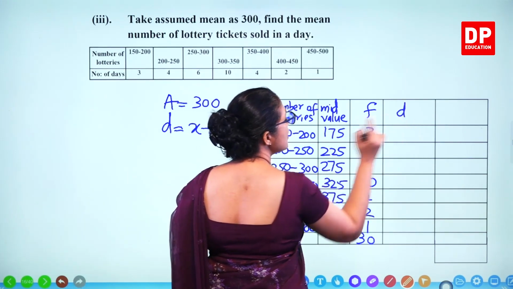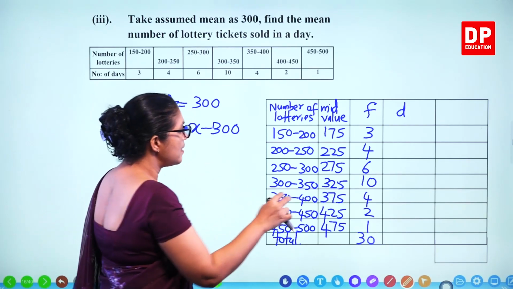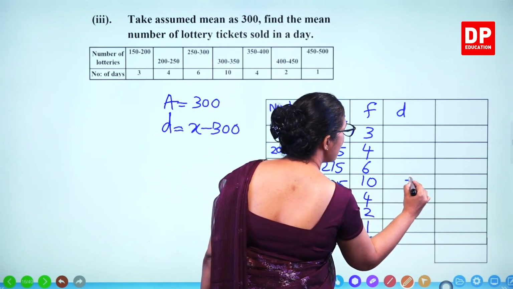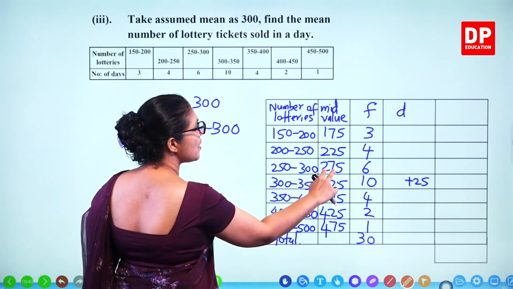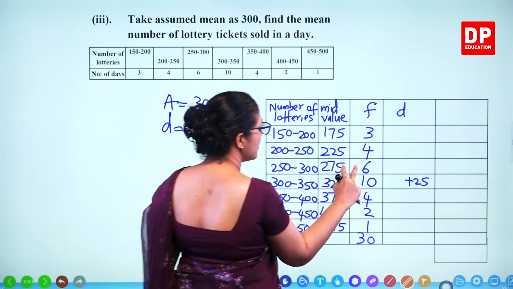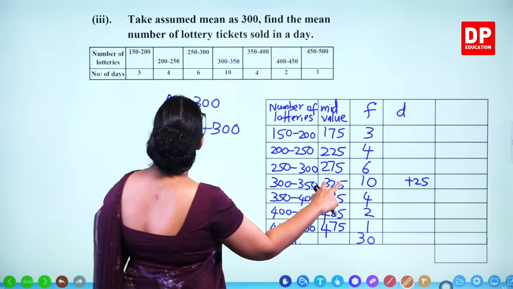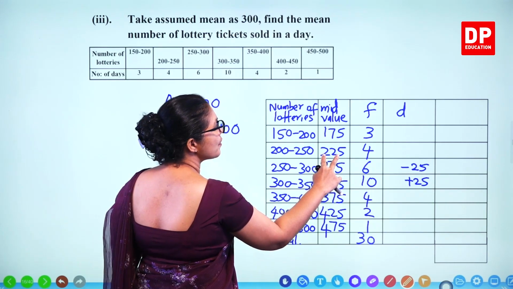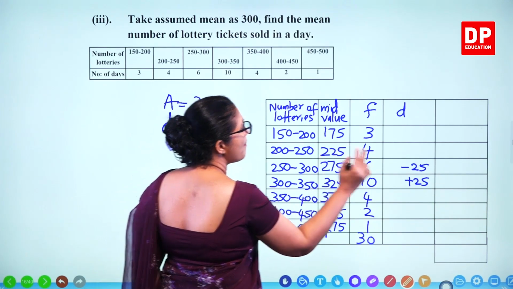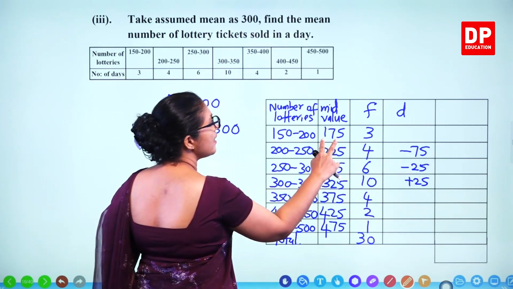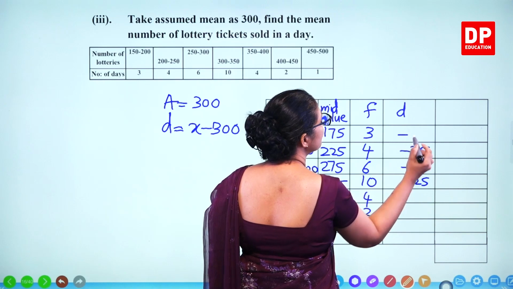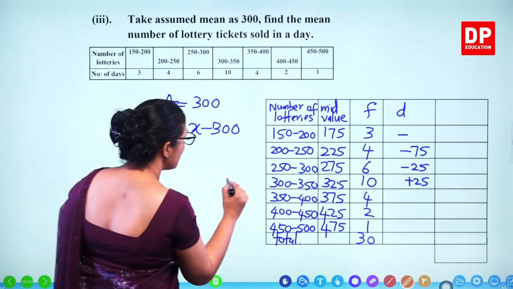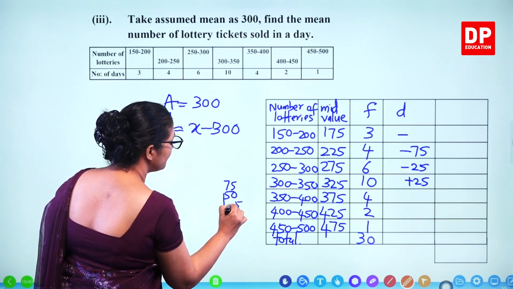So how do you find the deviation? Here you are not getting 0 now, because there's a deviation for each and every value. When you subtract 300, you are getting plus 25 here. Here, x minus 300, so this is minus 25. When you subtract 300 from that, minus 75, and here you have to add 75 and 50, minus 125.